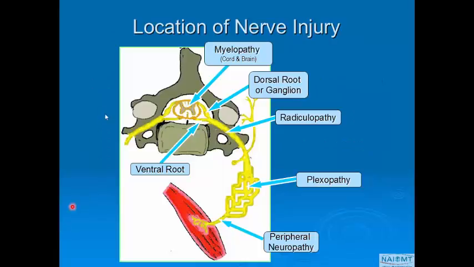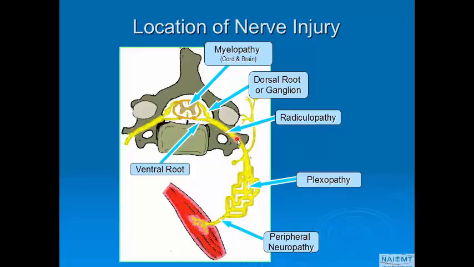If we look at this diagram, we see a spinal segment with a horizontal section through the spinal cord. If nervous tissue is impaired at the level of the spinal cord or the brain, we refer to that as myelopathy. Conduction can also be impaired along the dorsal root, primarily affecting sensation, or the ventral root affecting the motor function, or along the combined root, which we would refer to as a radiculopathy.